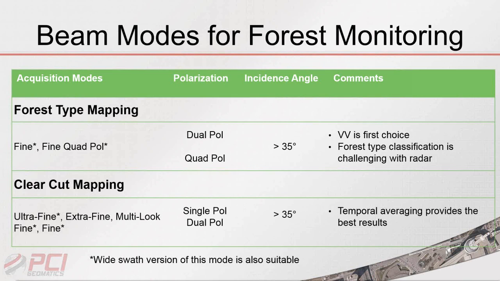From an incidence angle perspective, we recommend something kind of in the middle of the range, usually around 35 degrees, we find gives us the best results. And from a polarization perspective, we find that the VV polarization is our best choice for doing that type of classification. And this is a situation where you might want to actually use radar and optical together and take advantage of the unique capabilities of both of those so that you can in fact merge those two data sets together and give you a very, very comprehensive product.